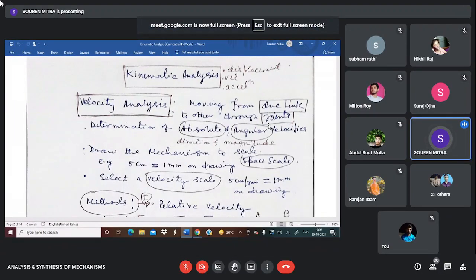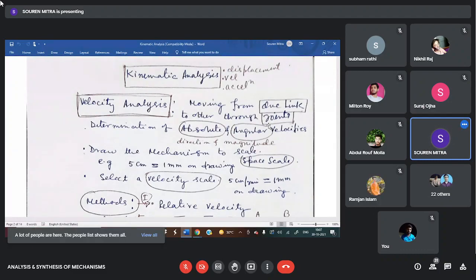Then in case of velocities, there are two types of velocities we will come across. One is the absolute velocity, that is a velocity at point A, B, C, with its direction and magnitude. And the other one is the angular velocity, omega, or the rotational speed in RPM. And you will find in most of the cases, the angular velocities are much more, and most of the links have some sort of rotational motion.